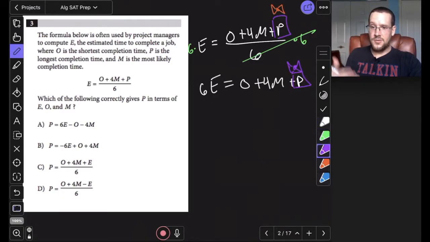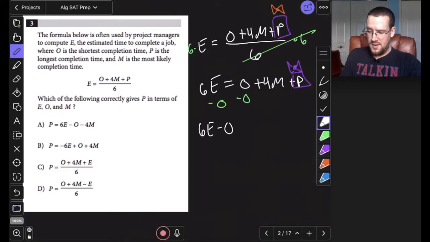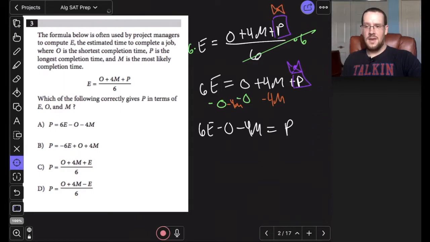And again, I'm looking for P. So I'm just consciously making the effort. I'm putting a box on it. I'm putting a bow on it. That's the one that I want. I'm going to subtract O from both sides. I'm going to subtract minus 4m from both sides. And what am I left with? So which one of these down here does it look like? And our answer is A.